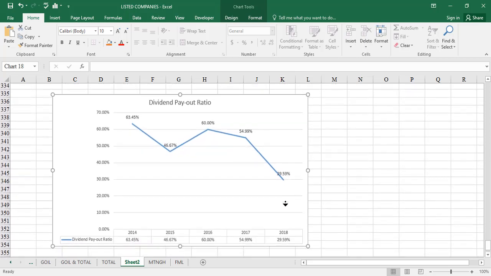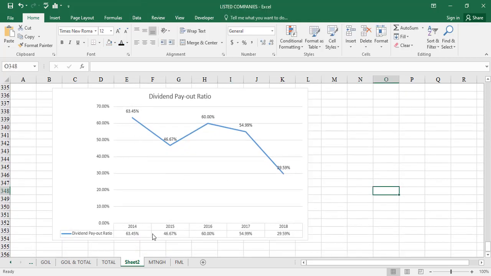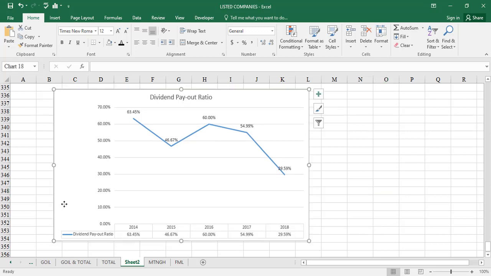Okay, so from 2014 through to 2018, we can tell that the company's dividend payout ratio has been on a decline from 63.45% in 2014 to 29.59% in 2018, telling us that over the 5-year period, the amount of dividend that the company has been paying to its shareholders has been declining, with the highest being 2014 and then 2016, where they paid about 60% of their PAT as dividend.